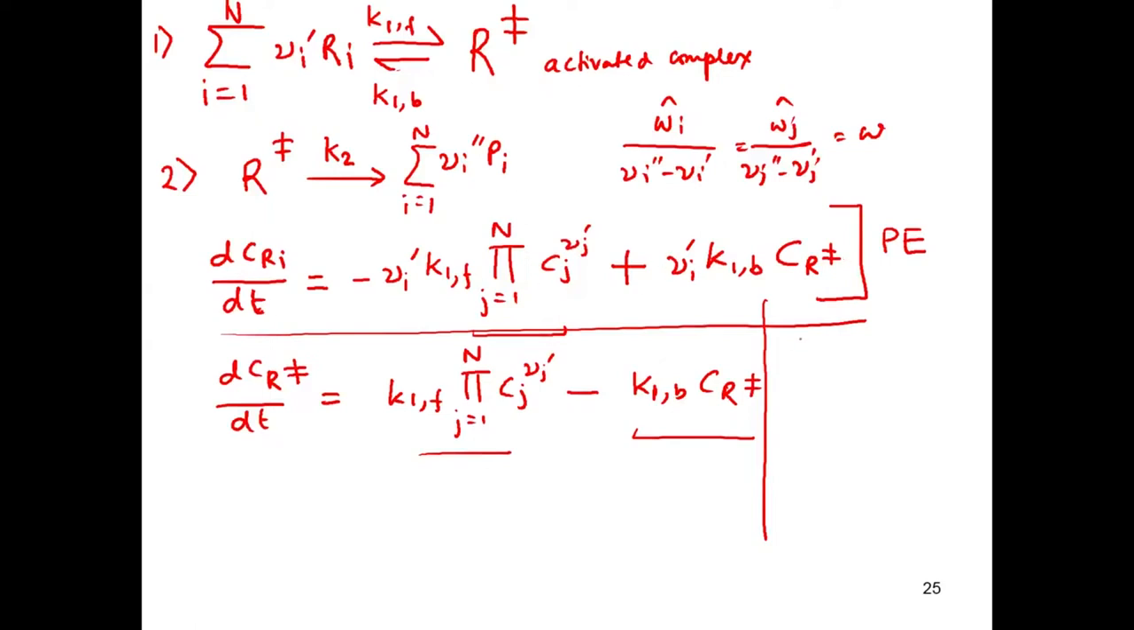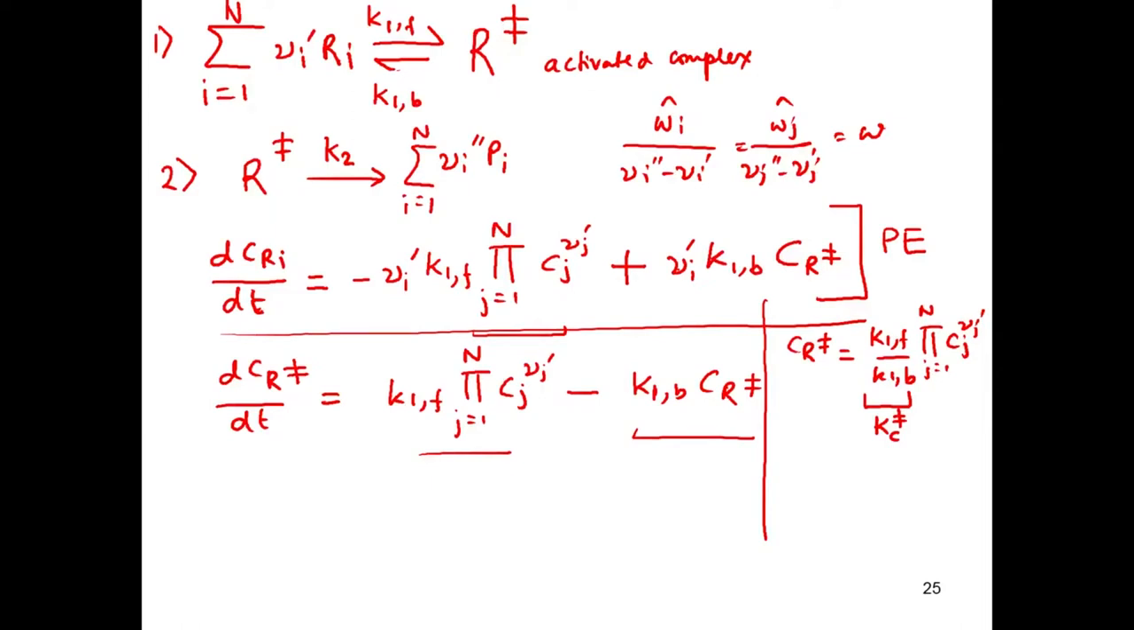The consequence of this is that if this is 0, this goes on this side and this goes on this side, we can write C r plus plus is nothing but, and these two cancel, and this we write as K1F by K1B times product of j equal to 1 to n Cj to the power nu j dashed, right? And this we know is Kc. So we will represent this by this, the equilibrium constant for the reaction in which the activated complex is formed, all right?